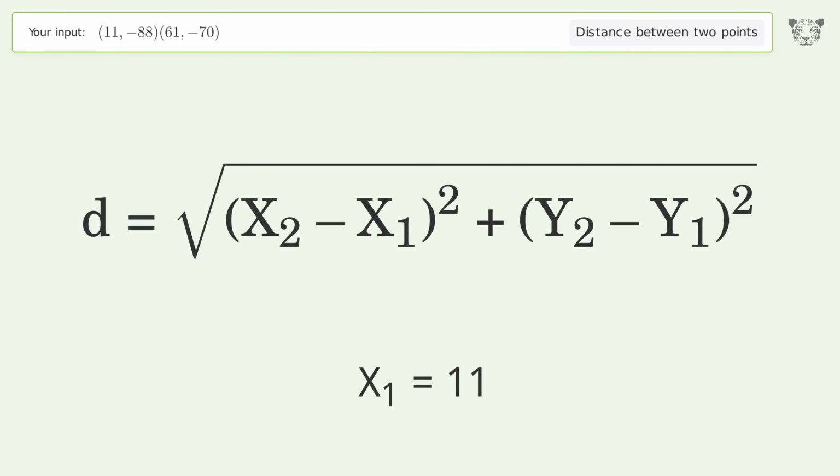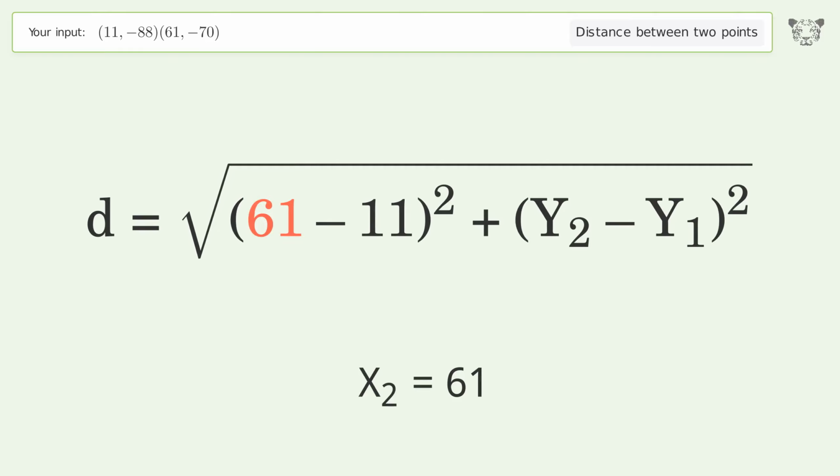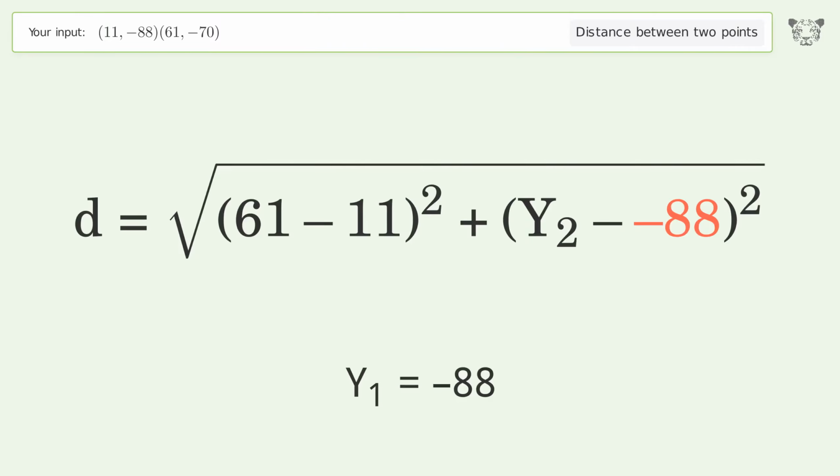x1 equals 11. x2 equals 61. y1 equals negative 88. y2 equals negative 70.